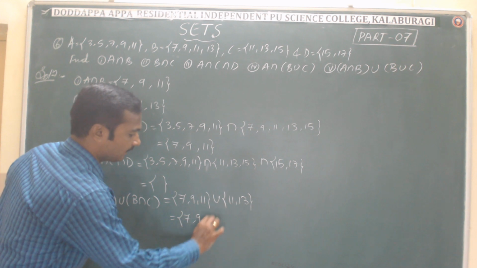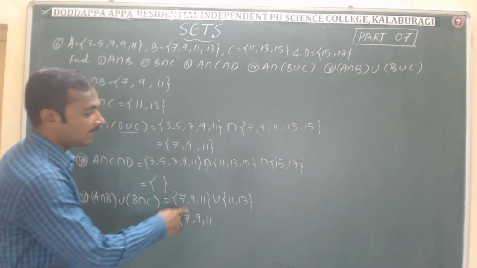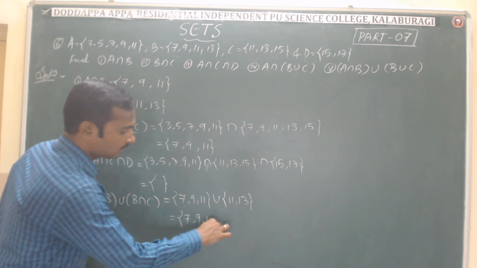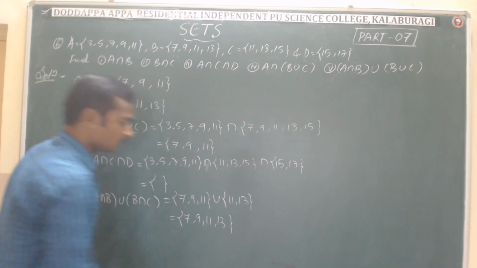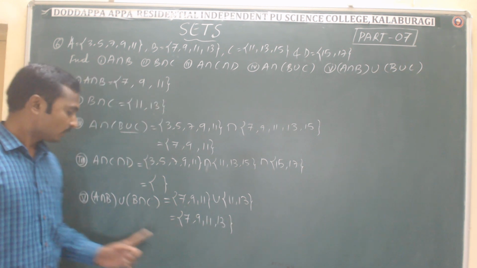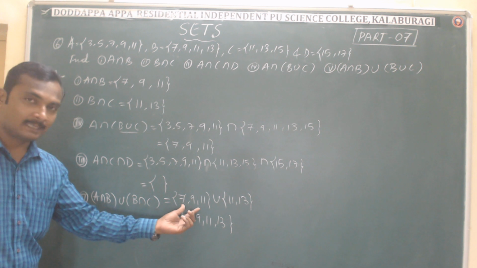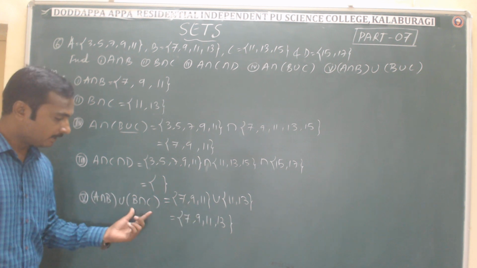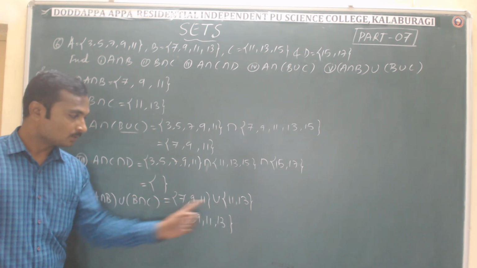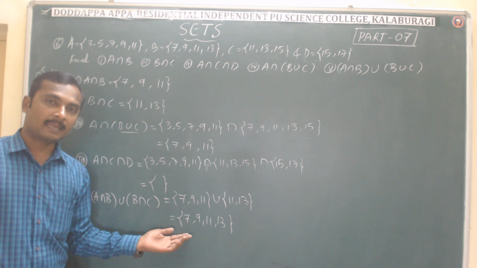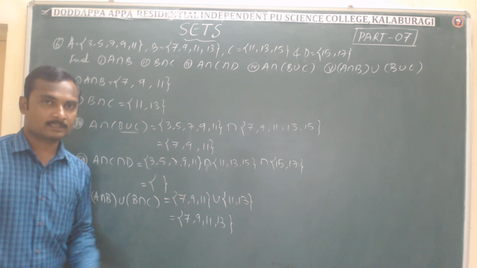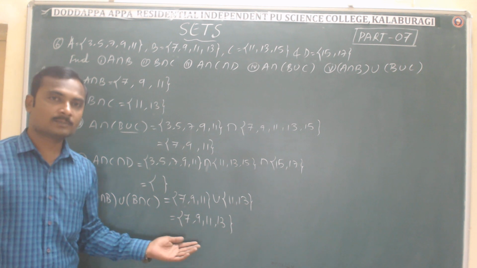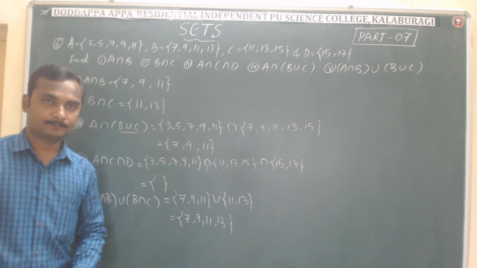7, 9, 11 are the compulsory elements of the set A, and 11 is already there. So 13 will be added in this set. So 7, 9, 11, 13. A intersection B is this set. Union B intersection C is this set. So the union of these two sets is 7, 9, 11 and 13. Note this down, and the remaining columns you can work out at home.